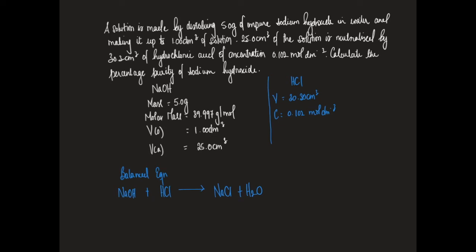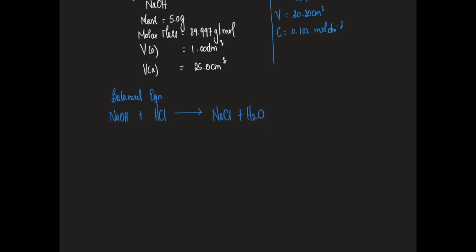So as before, we write down all the useful information, and for sodium hydroxide, we have the mass, the molar mass, the volume of the original sample, and the volume of the aliquot. For hydrochloric acid, we have the concentration and we have the volume. So next, we're going to go on and write the balanced equation. And this equation that I have written here is already balanced. So we can move on to step 2, which is to calculate the moles of hydrochloric acid.